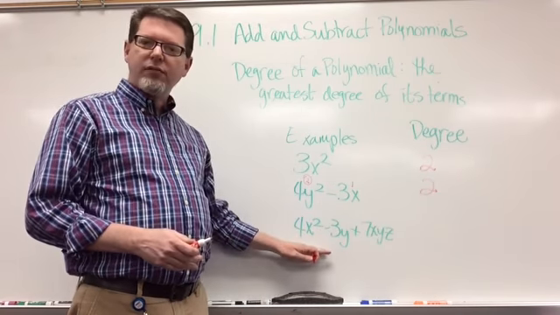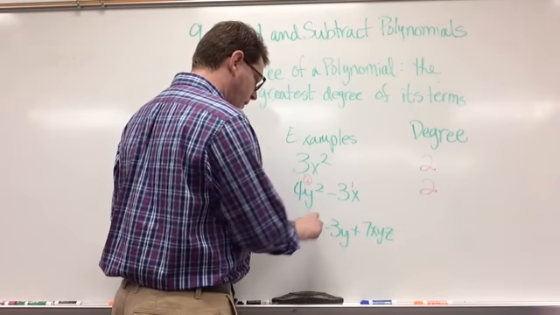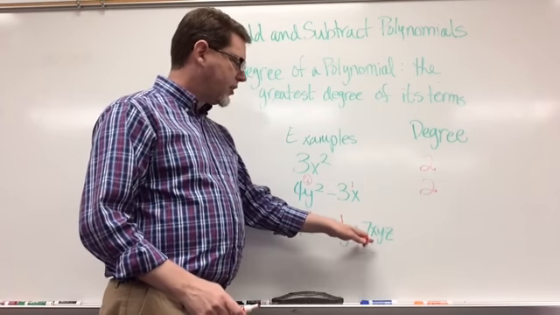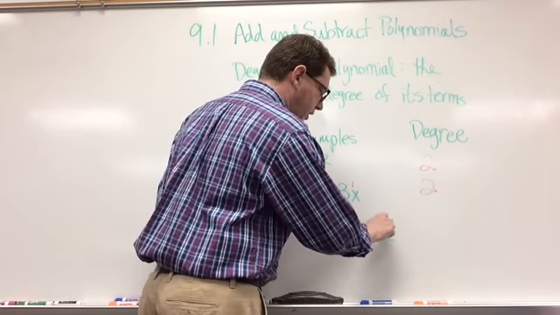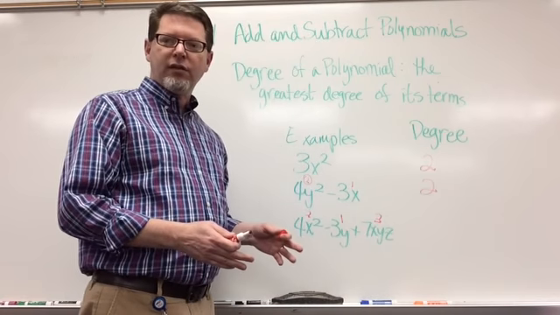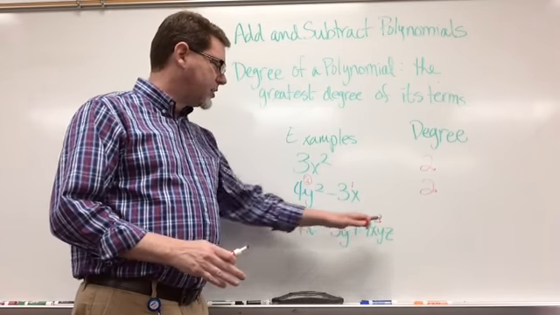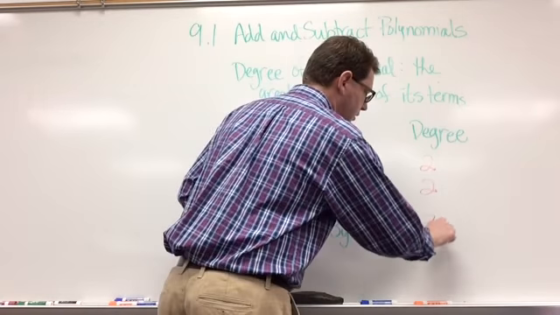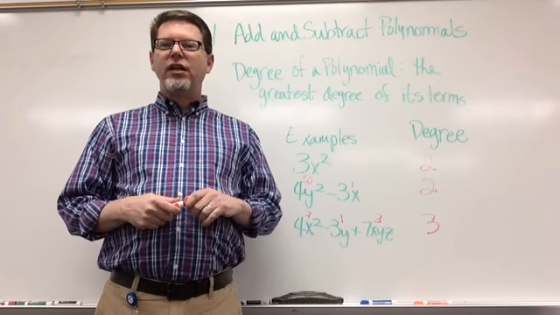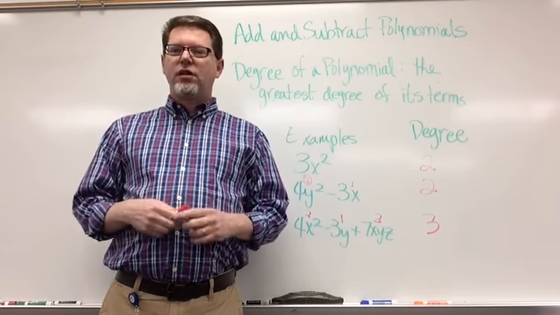And I'm going to do the same thing here for this trinomial. The degree of the first term is 2. The degree of the second term is 1. The degree of the third term is 3, because I have an exponent of 1, an exponent of 1, and an exponent of 1. You add them together, you get 3. So the degree of the polynomial is the largest one of those, which is 3. Again, to find the degree of a polynomial, find the degree of each term, and then choose the largest number.